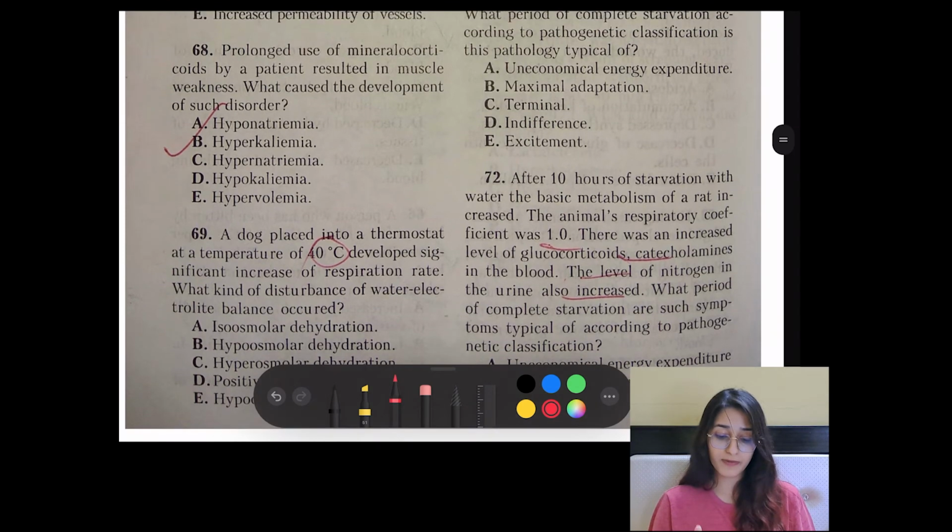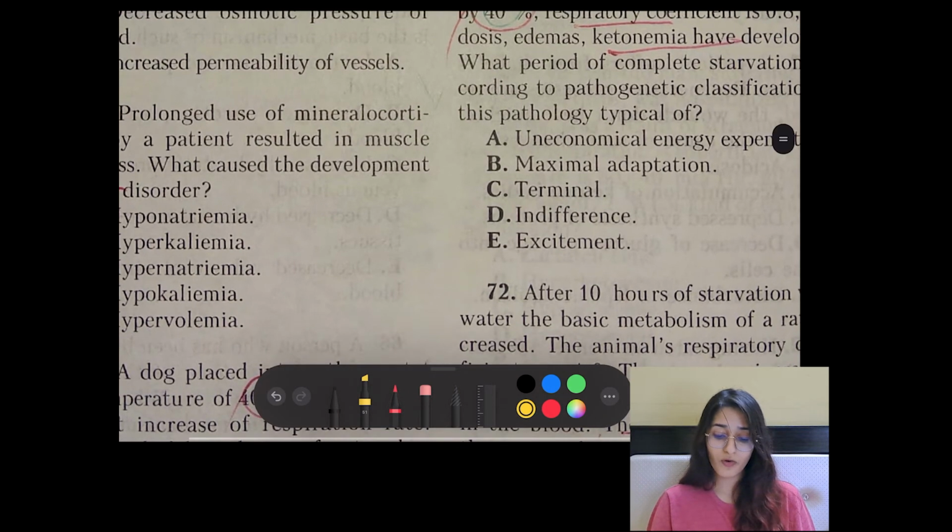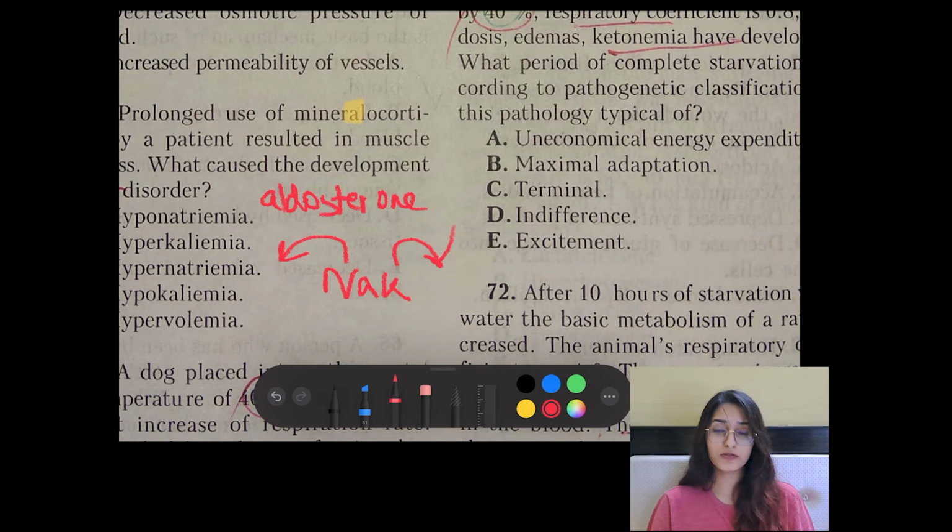Next, a prolonged use of mineralocorticoids by a patient resulted in muscle weakness. So from mineralocorticoids, the "al" in the ending of mineral, remember aldosterone. What is the basic function of aldosterone? It takes sodium and gives out potassium. So the sodium from the renal tubules or from the sweat glands is reabsorbed and potassium is let out.